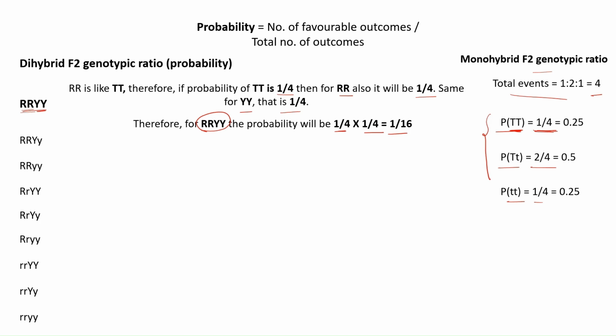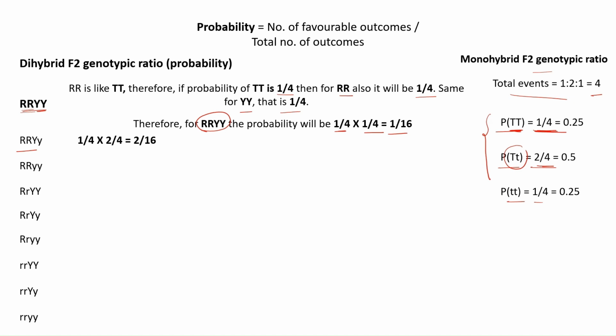Now, for the next genotype, that is capital R, capital Y, small y. You pause the video and try to find the probability by yourself. So for capital R, it will be 1 by 4. For capital Y, small y, it is like capital T, small t. So the probability is 2 by 4. So here it will be 1 by 4 into 2 by 4, that is 2 by 16.